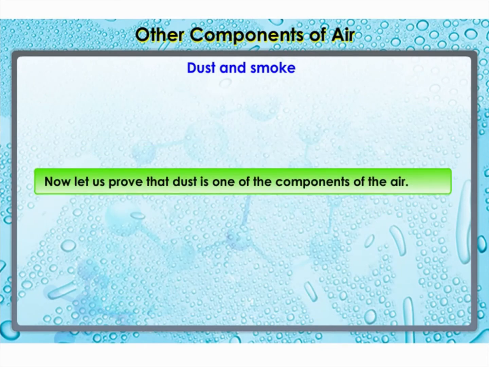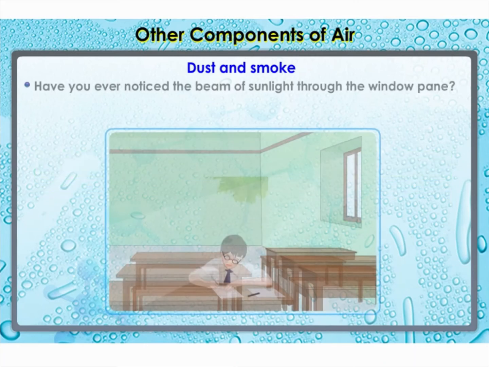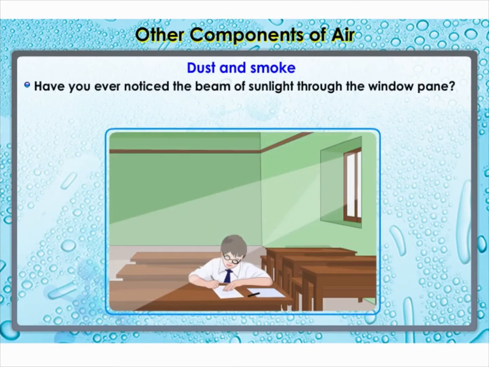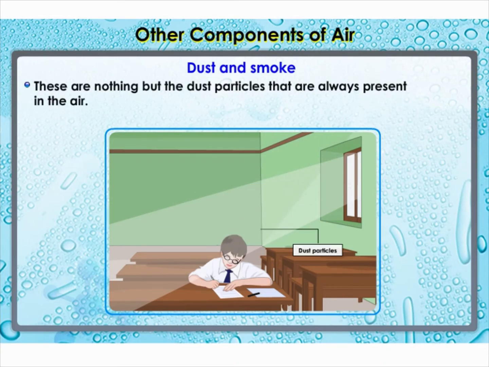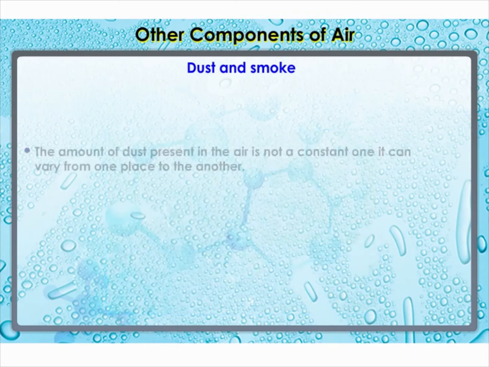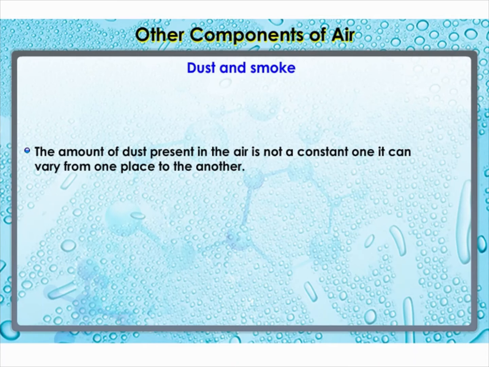Now let us prove that dust is one of the components of air. Have you ever noticed the beam of sunlight through the window pane? You will find something moving around. These are nothing but dust particles that are always present in the air. The amount of dust present in the air is not a constant one. It can vary from one place to another.